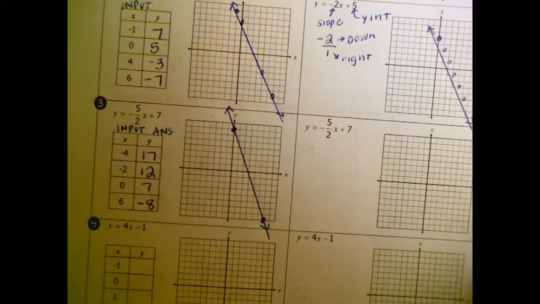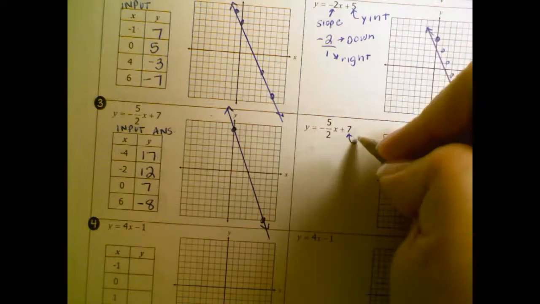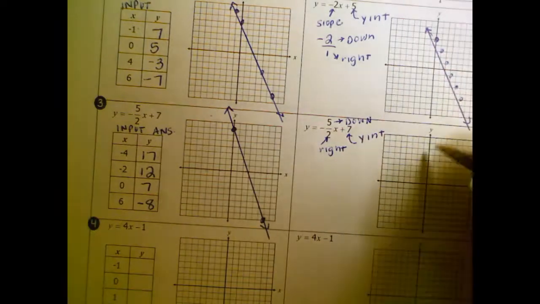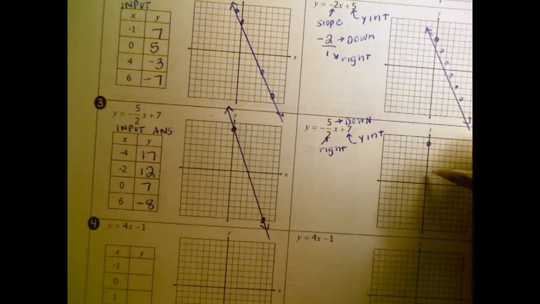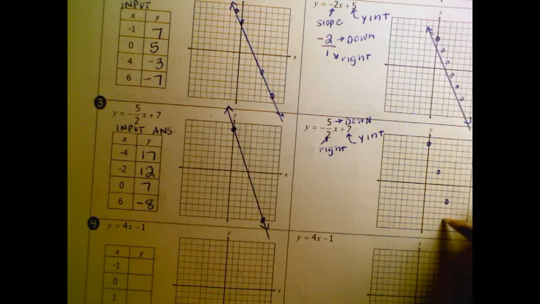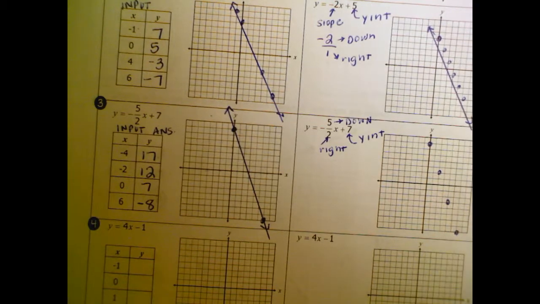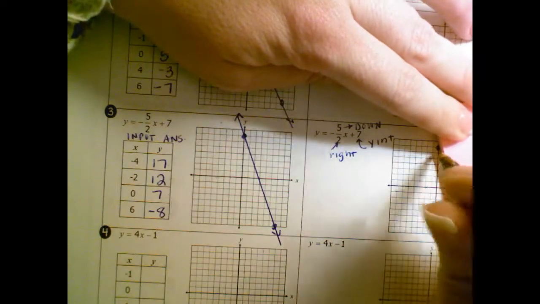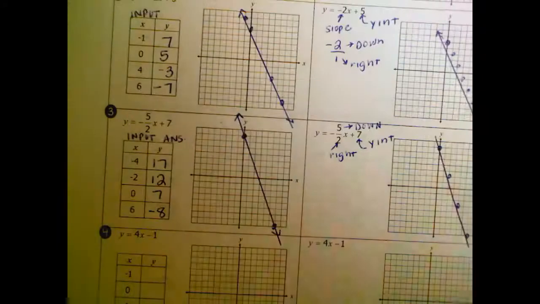Graphing the slope-intercept form, my 7 is my y-intercept, where I start. My slope tells me I go down 5, to the right 2. So starting at 7, I'm going to go down 5, to the right 2, down 5, to the right 2, and I connect. I should have the same looking line.